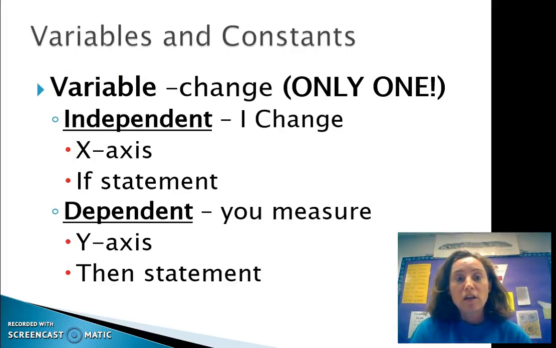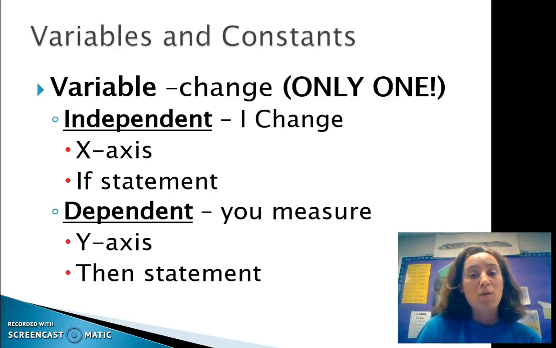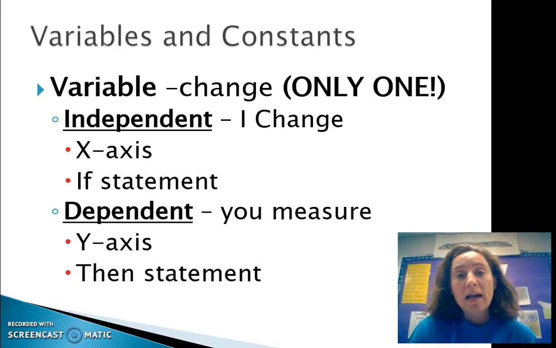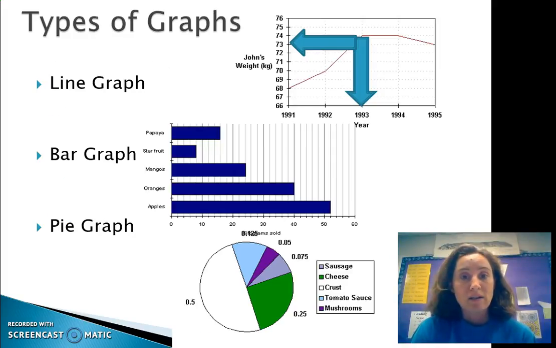Variables are things that you change in an experiment. An independent variable is the one that I change. We typically graph this on the x-axis. So if I change this, then what will happen, dependent being what will happen. This is what you measure, and it's typically graphed on the y-axis.